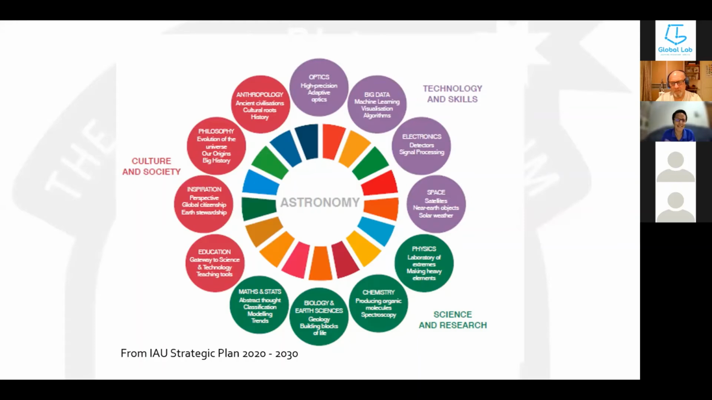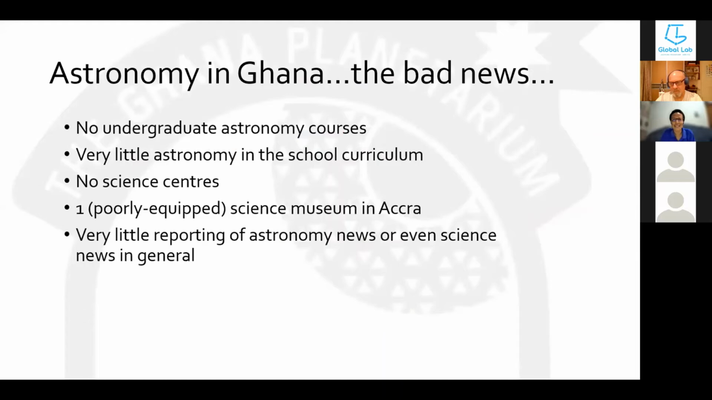Sometimes they do that thing and say, do you want the good news or the bad news? So I'll start with the bad news, in quotes. You might think, astronomy in Ghana, hang on a minute. We don't have undergraduate astronomy courses. There's not much astronomy in the curriculum. There's no science centre. The museum in Accra, sadly, is not great. And we don't even hear much about astronomy in the news.